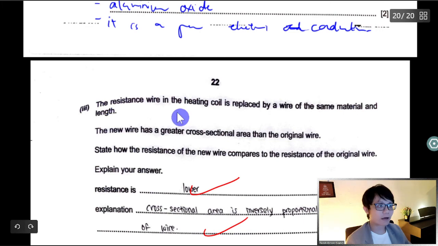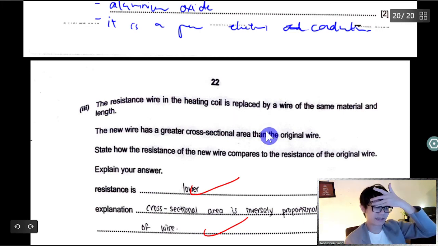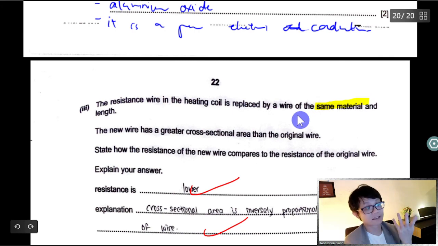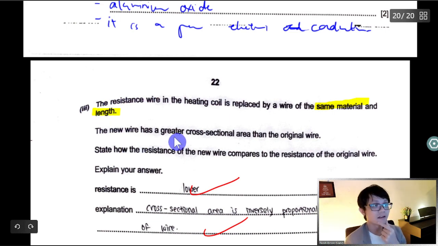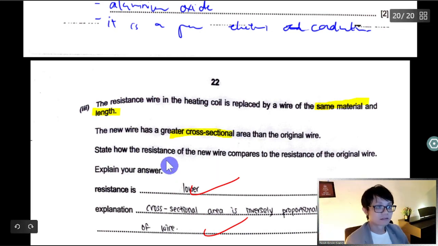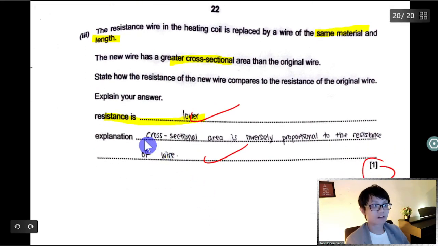The resistant wire in the heating coil is replaced by a wire of the same material and same length. Wait, let me highlight this word. Okay, you get the same length. The new wire has a greater cross section, so the wire is fatter. Suggest the resistance, so the resistance will be lower. Why? Because cross-sectional area is inversely proportional to the resistance.